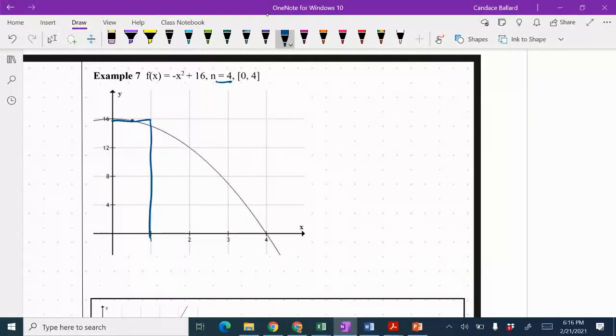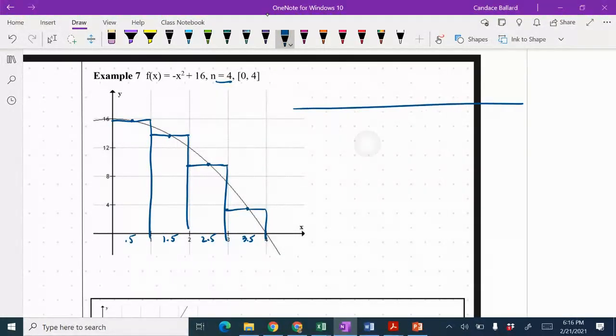So I'm going to go from, this would be at what, 0.5? This would be 1.5. So I'm going to go up from the middle, a little to the left, a little to the right. At 2.5, go up until I hit the function, a little to the left, a little to the right. Okay, and then at 3.5, I'm going to go up until I hit the function, a little to the left, a little to the right. And there we go. So there's my 4 rectangles.